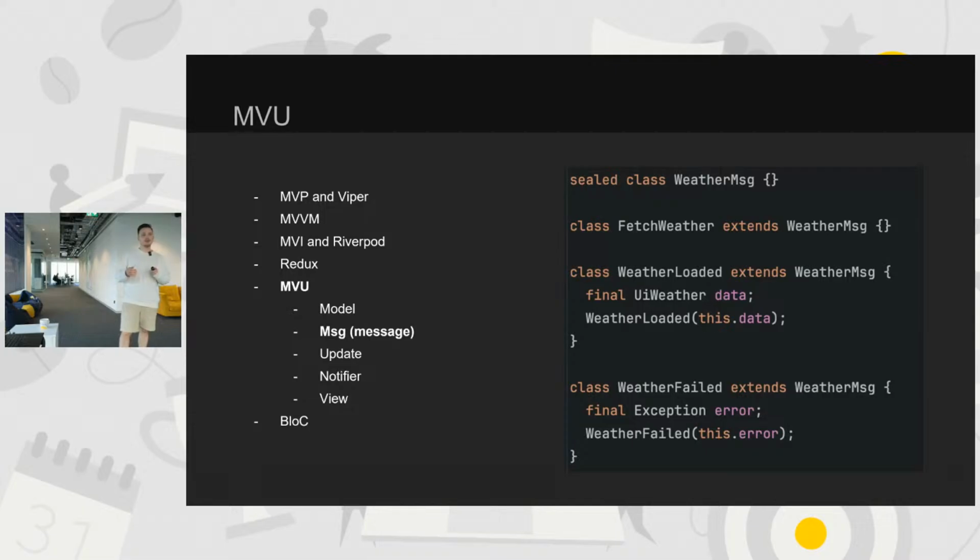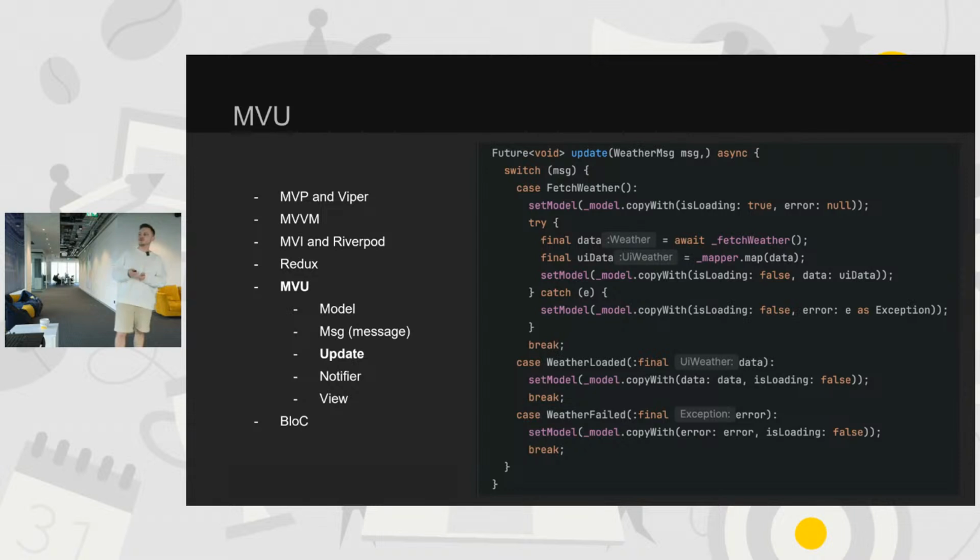By using these messages, our view interacts with other update components. So again, for example, if I need to fetch weather, I just call this fetch weather message, and it goes to the next components.